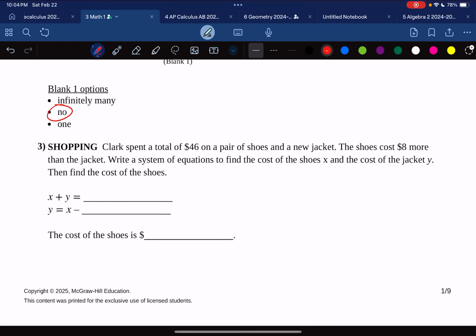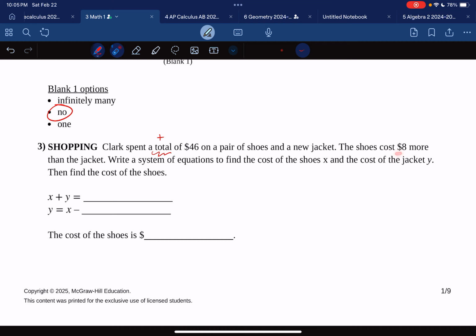Number 3. Clark is going to go spend some money on shoes and a jacket. So a total means you're going to add some amounts. And total is 46. So you're going to add the 2 amounts and get 46. Oh, look, adding 2 amounts. I bet it's going to be 46 right here. Let's just keep reading. The shoes cost $8 more than the jacket.